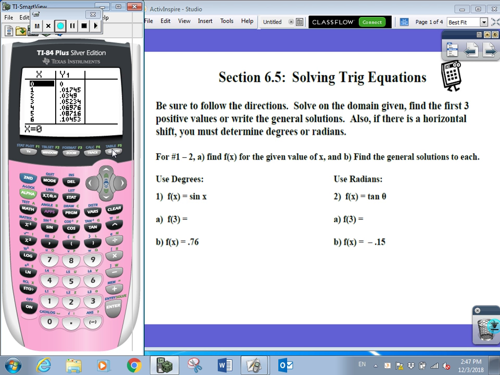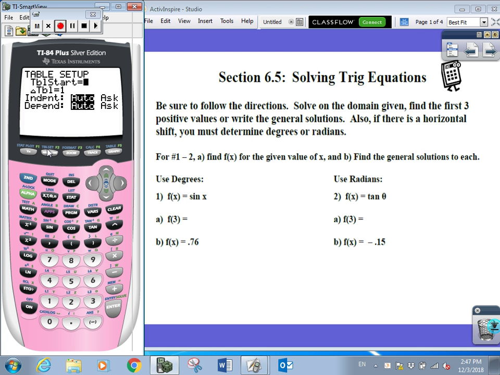Now, let's say it was 3.7. Well, 3.7 isn't in that graph. So I could go to the blank screen and say sine of 3.7. I could go to my table set, start it at 3.7. I could ask at 3.7 and go to the table. All kinds of different ways to do that. It's up to you. However you learned it, you can do that. You can start your table wherever you want.